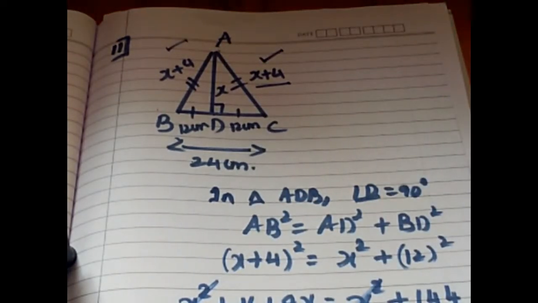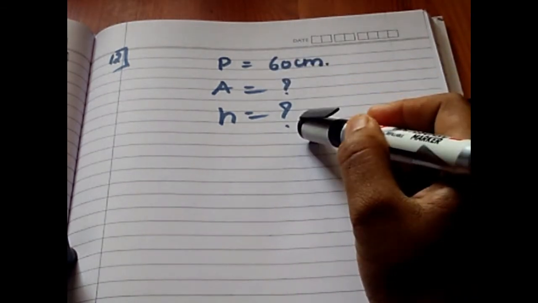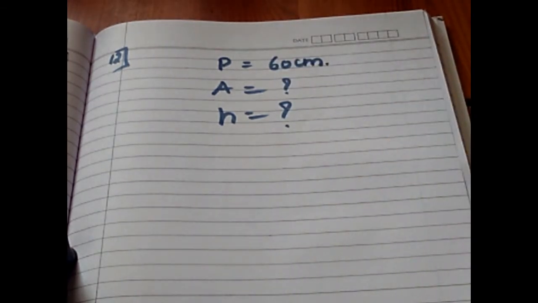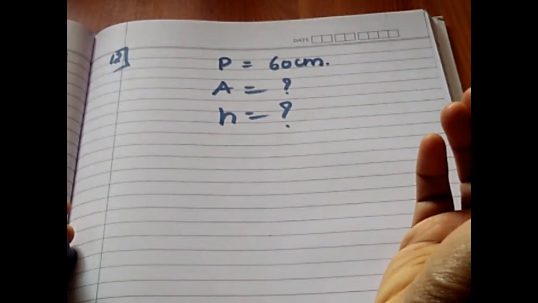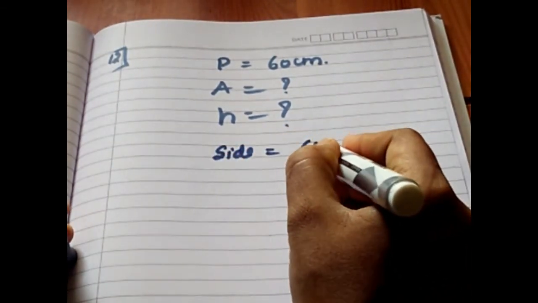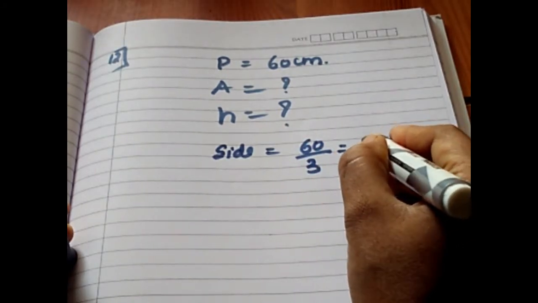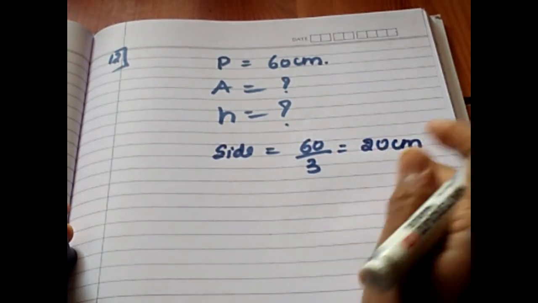This is the solution for question number 11. Question number 12. It is said that we need to find the area and height of an equilateral triangle whose perimeter is 60 centimeter. So we know that equilateral triangle means all three sides are equal. So I can say that the side of an equilateral triangle is perimeter by 3, that is 60 by 3, which is equal to 20 centimeter.